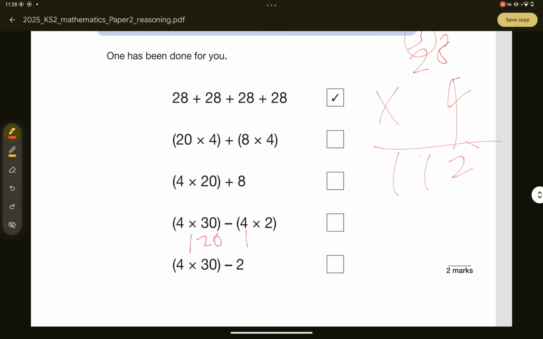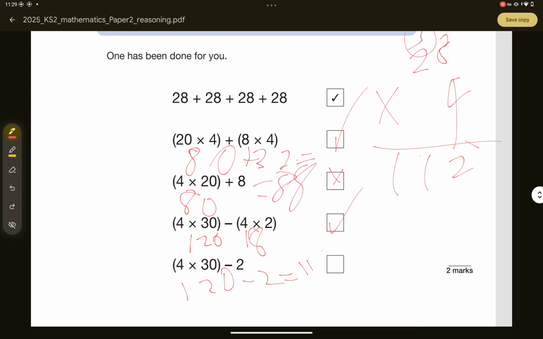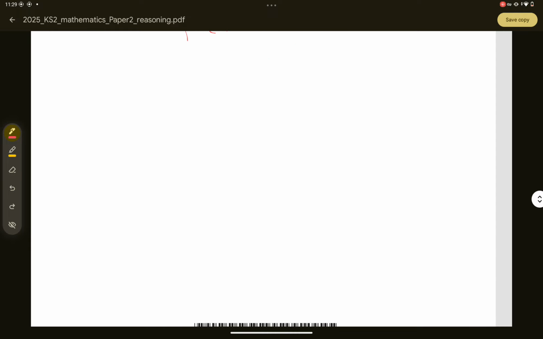120 minus 8, that would give us 112. So I just looked at that first for some reason, and it was 80 plus 8 equals 88. Incorrect. 20 times 4, 80, plus 8 times 4, 32, which gives us 112. Also, you need to use BIDMAS. And then 120 minus 2 equals 118. That's incorrect. So those are the 2 marks you could have gotten.